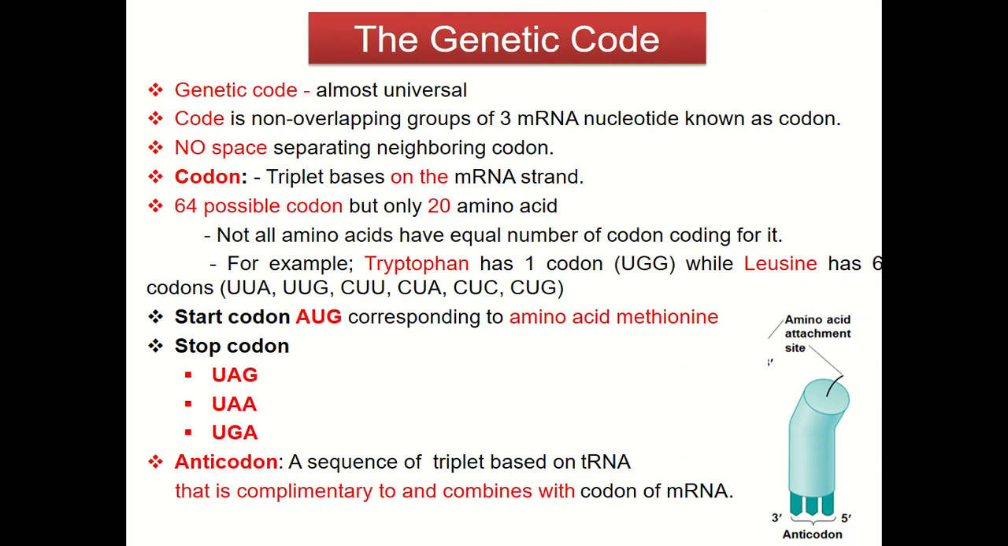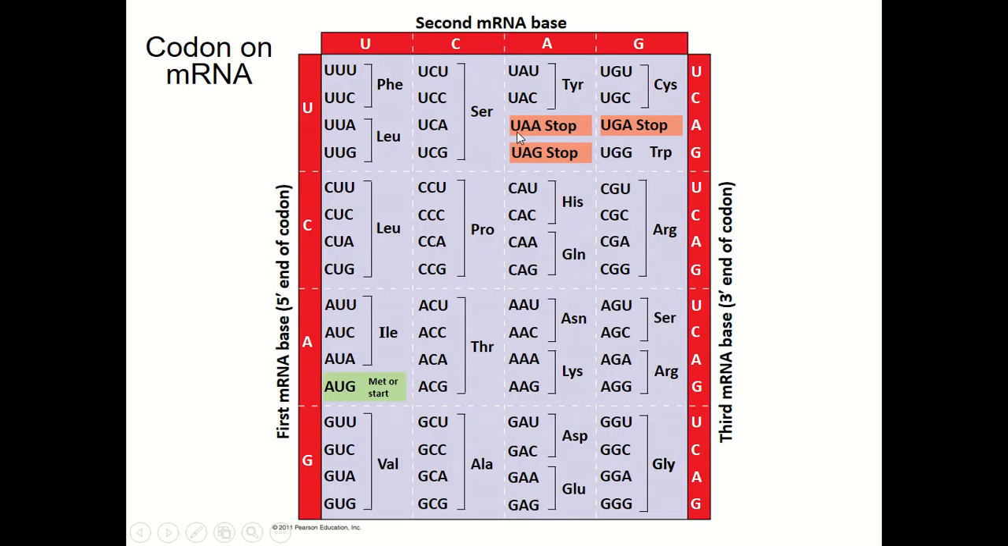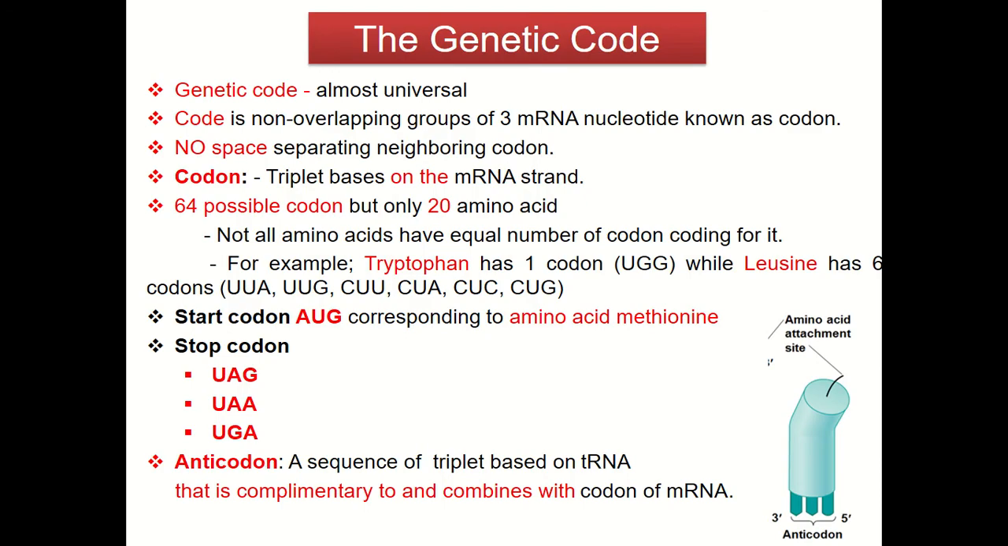Start codon means the codon that is used to start the translation process of protein. And we have the stop codons here: UAA, UAG, and UGA. I always call it UA, UA, UA, UGA. These are the set of stop codons that are used to stop the translation process, or as a signal to stop the translation process later.